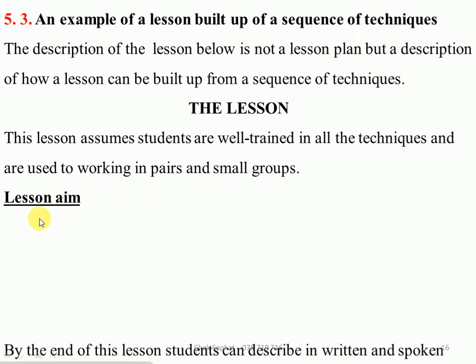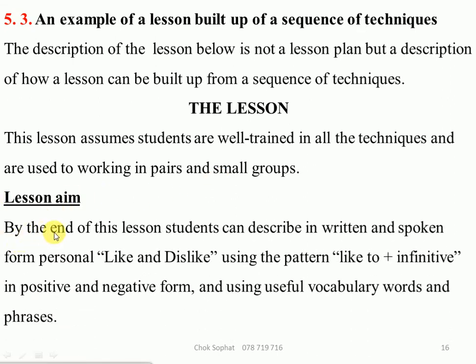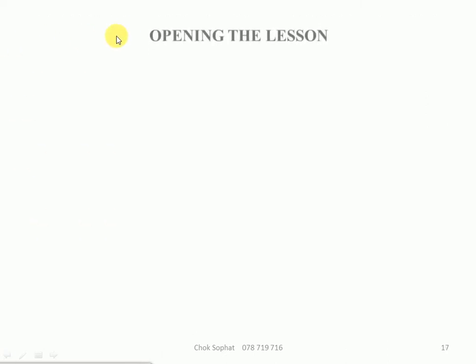What is the aim of the lesson? By the end of the lesson, students can describe, in written and spoken form, personal likes using the pattern like plus to plus infinitive in positive and negative form, and use useful language, vocabulary, words and phrases. This is the aim of the lesson.